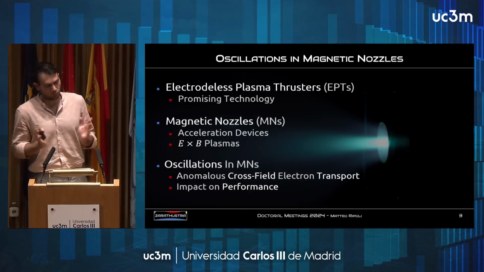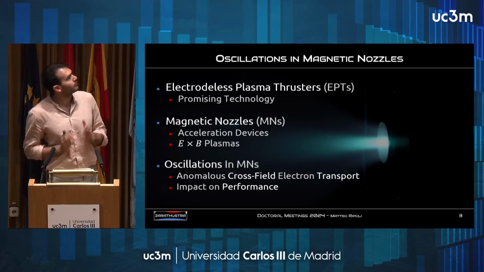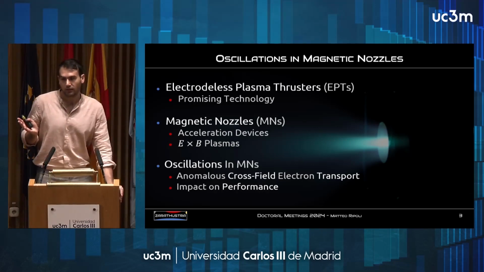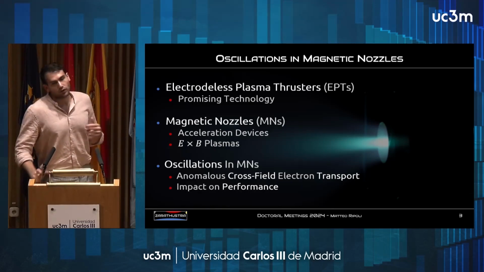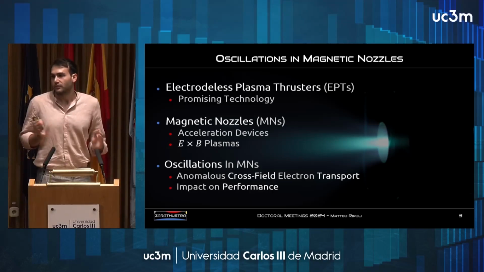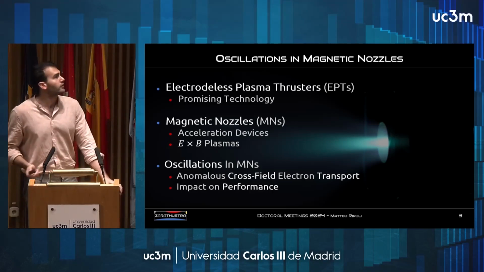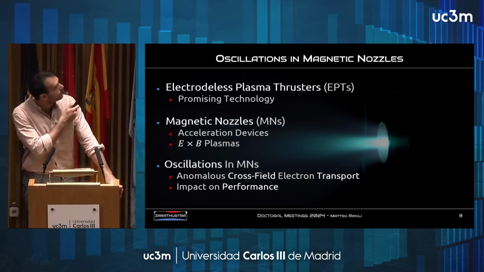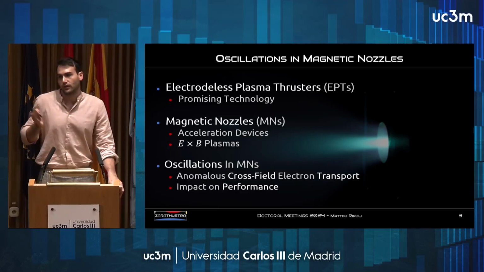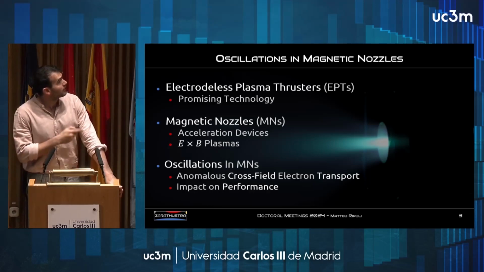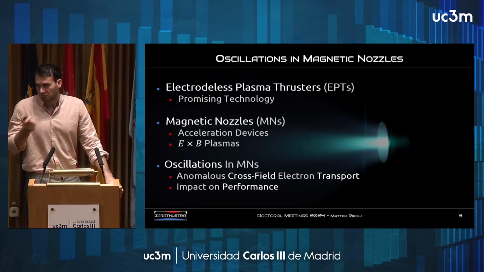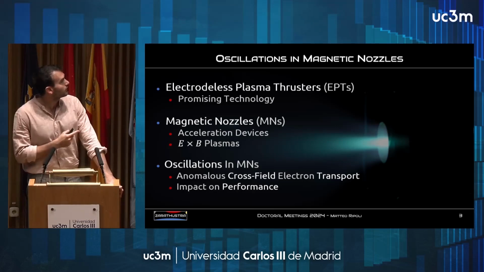In the end, they work like a nozzle, so they make the plasma expand, and so you get kinetic energy from thermal energy. But you don't have a physical envelope. The thing that is making your plasma expand is just the divergence of the magnetic field. And these are E cross B plasma devices, in the sense that you have crossed vectors of electric field and magnetic field. Experimentally, as Davide was saying, we've seen a variety of oscillations in these devices.